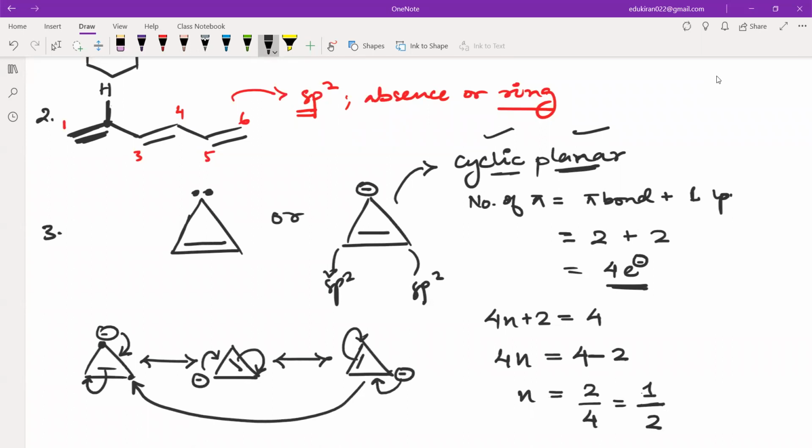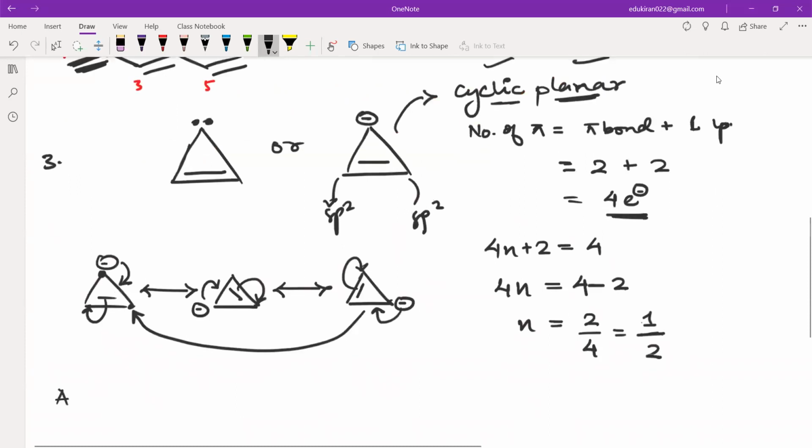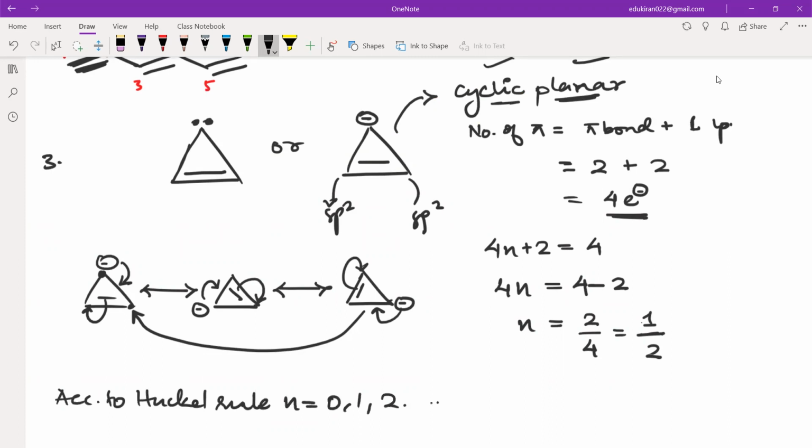Now, according to Huckel rule, n should be equal to 0, 1, 2, and so on. But now n is not equal to these whole numbers. That is why this structure will not be aromatic. So it got the criteria of cyclic and planar, but for the number of pi electrons, it violated the Huckel rule. That is why this structure is not aromatic.